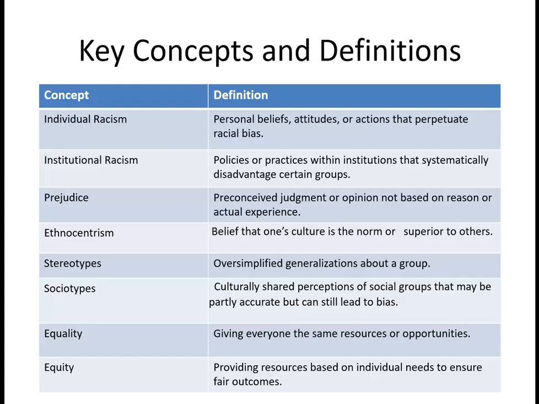Prejudice, preconceived judgment or opinion not based on reason or actual experience. Ethnocentrism, belief that one's culture is the norm or superior to others. Stereotypes, oversimplified generalizations about a group. Sociotypes, culturally shared perceptions of social groups that may be partly accurate but can still lead to some bias. Equality, giving everyone the same resources or opportunities. And equity, providing resources based on individual needs to ensure fair outcomes.